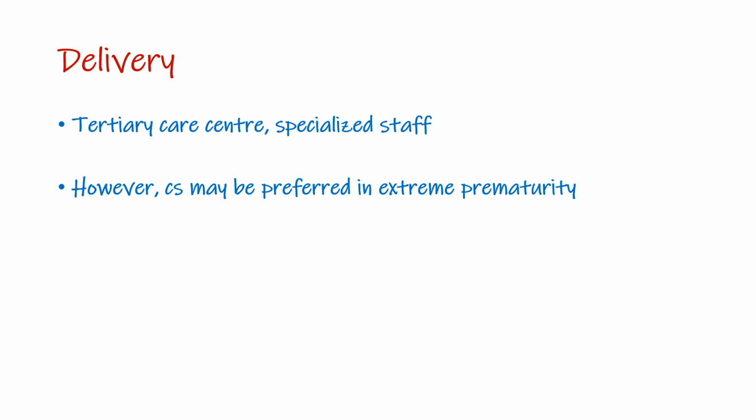staff and specialized equipment. The decision whether to do cesarean section or normal delivery, that is vaginal delivery, depends on the type of the patient, the characteristics that the patient has, and the risk factors and complications that the patient has. However, CS may be preferred in extreme prematurity.